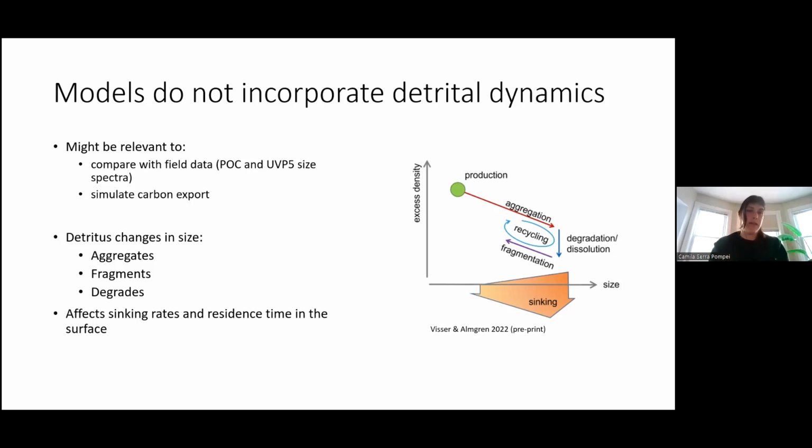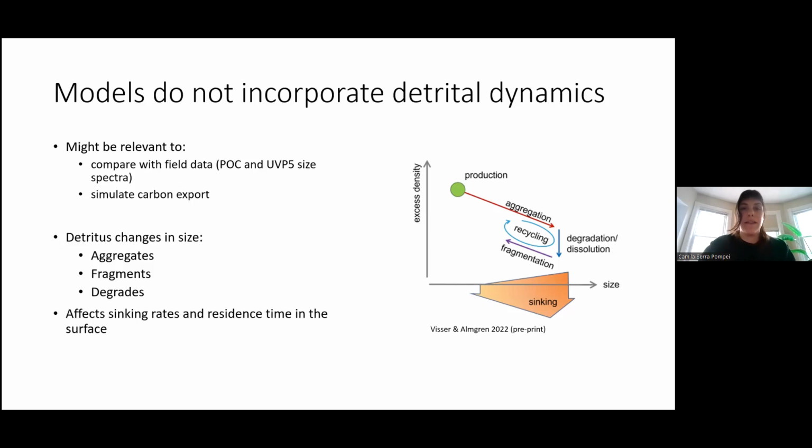And as I said, it might be relevant to simulate with field data, and also to simulate carbon export, which is, I think, one of the things that most modelers, at least ecology modelers, are working on, or at least they put it into the context of the biopump. So maybe this is something that we should start looking at more. Some people have already started working on it. But I think this is something that is generally lacking in these more ecological models.